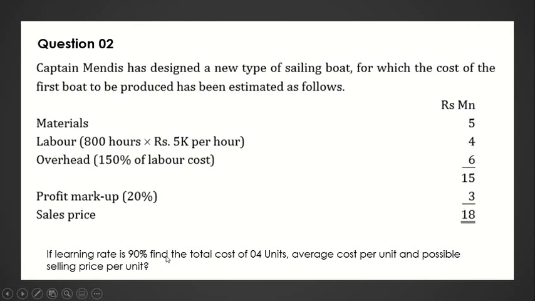are asking us to find out the total cost of 4 units. So they are asking the total cost of 4 units or 4 boats. And average cost per unit. So if you are producing the 4 boats, average cost per unit or average cost per boat and possible selling price per unit. So I hope now you understood the question. So try to do it on your own. So here they have given the information for the first unit.